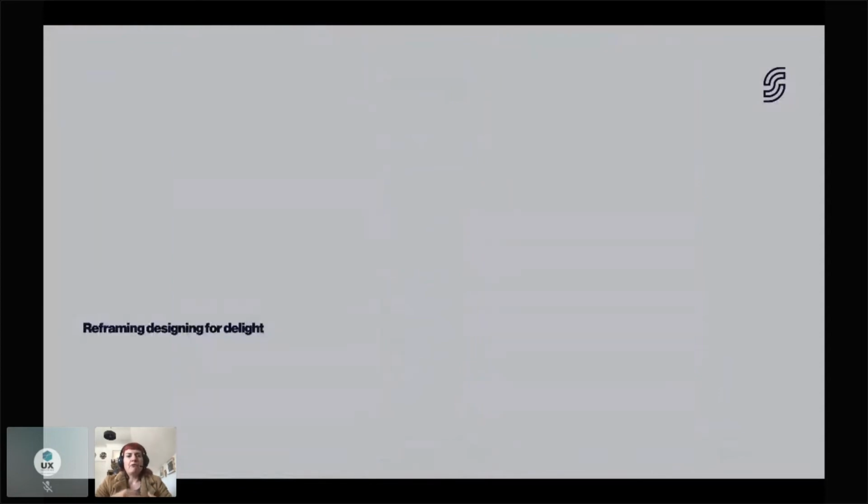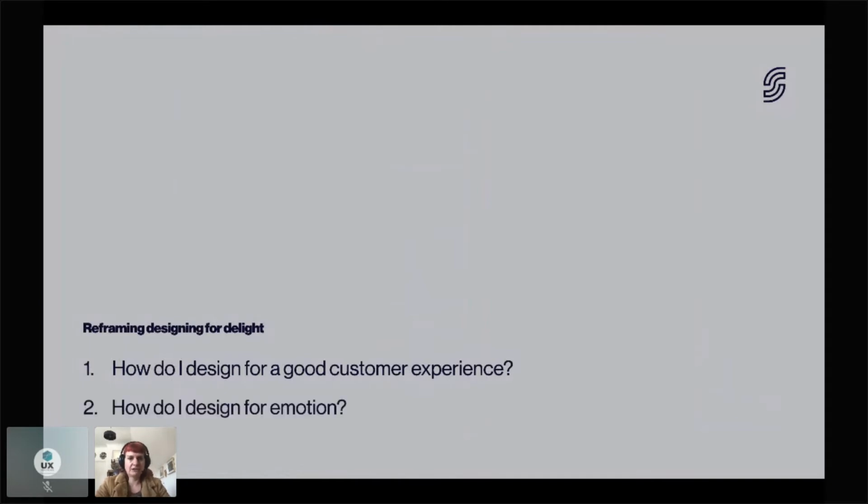So when we reframe this mantra, designing for delight, what I've just been talking about is how do we design for a good customer experience? So we broadened our question to be appropriate to more situations. The next thing I want to talk about is how do I design for emotion while we are talking about this concept of delight.